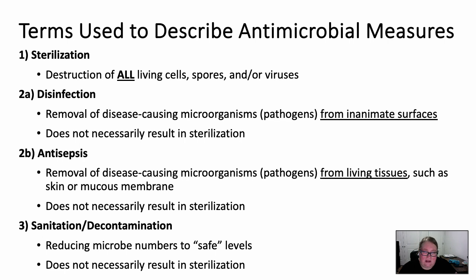The third level of cleanliness is sanitation or decontamination. This is still clean, but it doesn't get rid of all the microbes. In fact, sanitation is where we reduce the microbe numbers to what we deem safe levels. You might be asking yourself, Miss Harker, what are safe levels? How do we define this? The answer is difficult to say, because different microbes are going to have different numbers that equate to these safe levels.